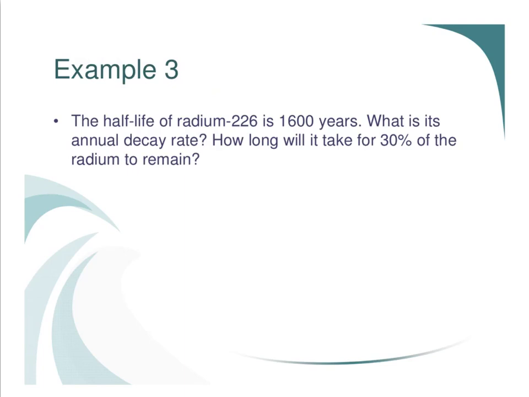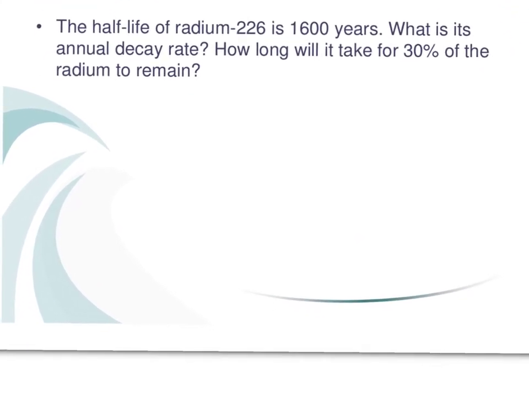Alright, so example 3, the half-life of radium-226 is 1,600 years. What is the annual decay rate? So we're looking for k. And how long will it take for 30% of the radium to remain? So again, we want to start by finding that model. And I like using this model. Remember, A in here represents our original amount at whatever time we're starting at, 0. And then our final amount is A times e to the power of kt. We're looking for k to begin with, and then we're looking for t for question part 2.